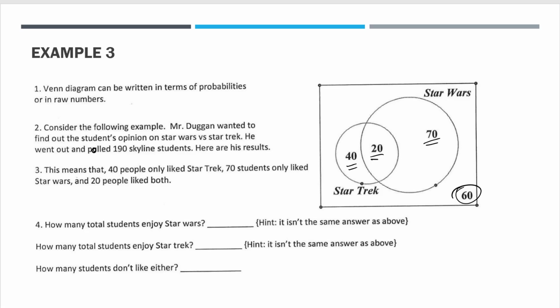So the number of students that enjoyed Star Wars are the students who only liked Star Wars, but also the students who enjoyed both. So we're going to add 70 plus 20, which is 90. How many students enjoyed Star Trek? That would be the 40 and the 20. We add those together, and we get 60. How many students don't like either? The students that don't like either are the 60 in that bottom right-hand corner. So they're not included in either event.